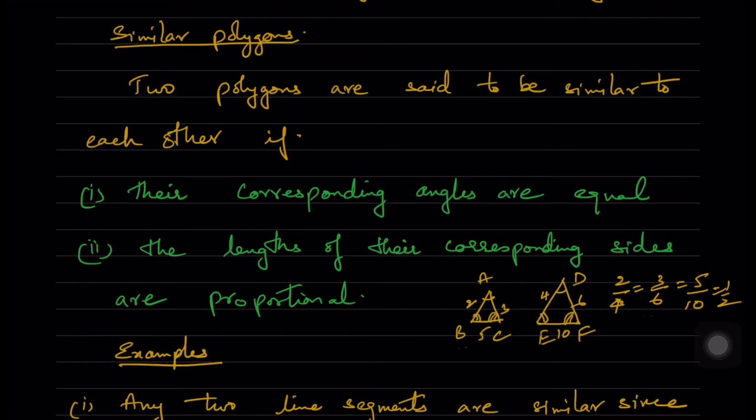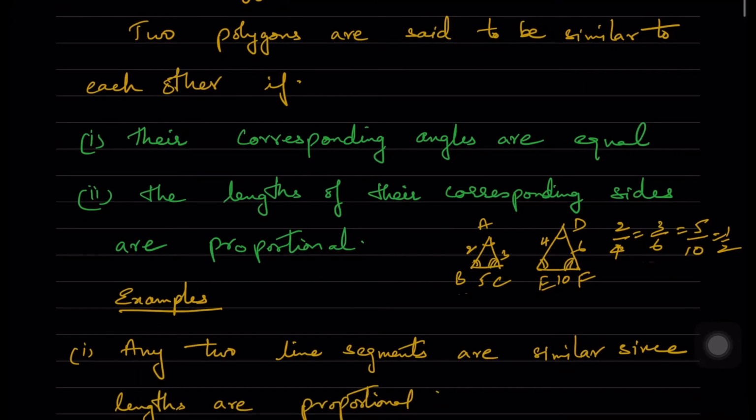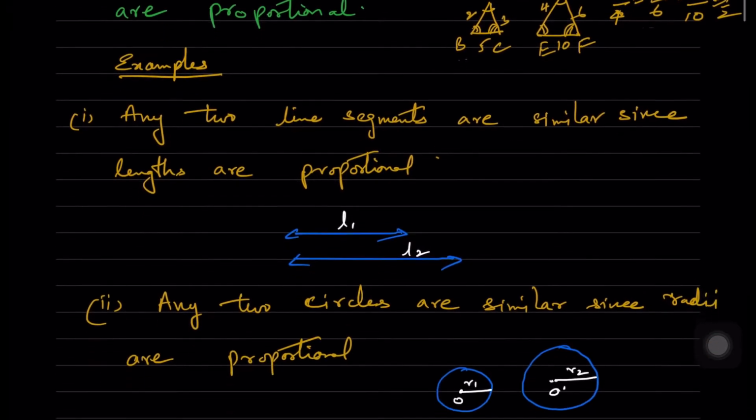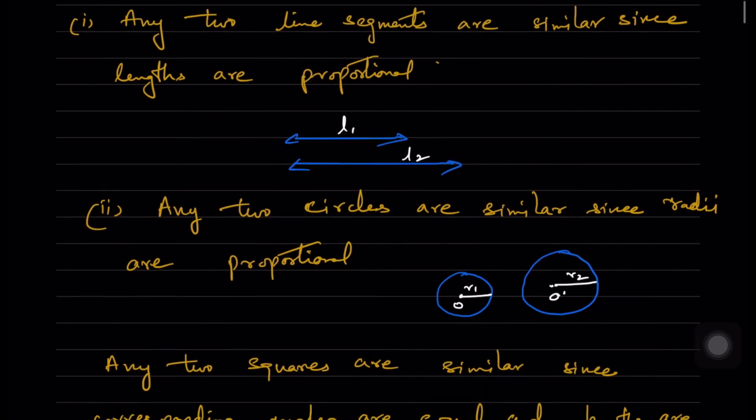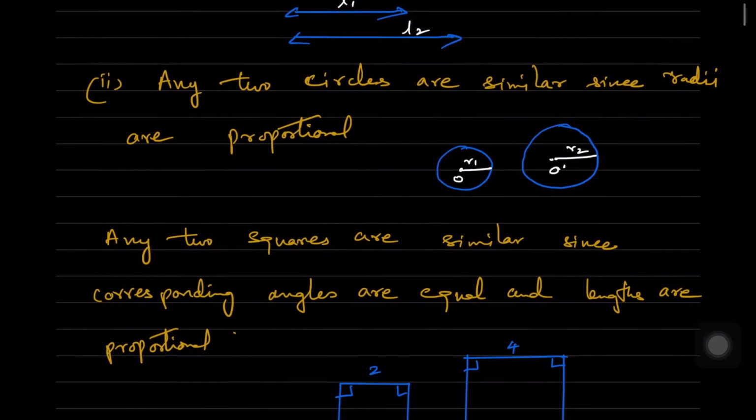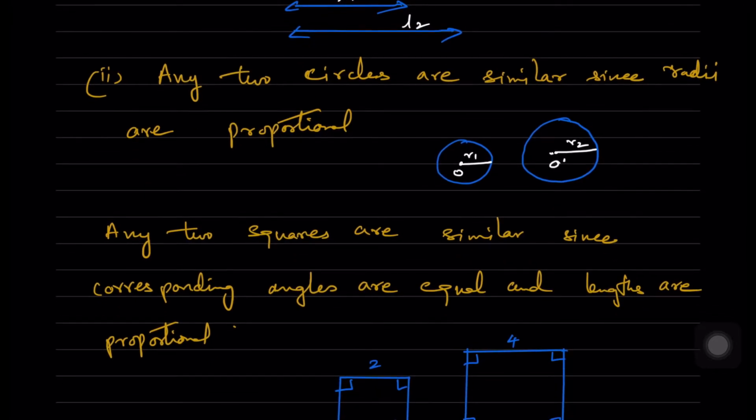That is, AB by DE is equal to half, AC by DF is also equal to half, BC by EF is also equal to half. Then we can say that the two polygons are similar. So this is the example which you can solve there. Now examples: any two line segments are similar since lengths are proportional. You can see any two straight lines are similar. Any two circles are similar since radii are proportional.